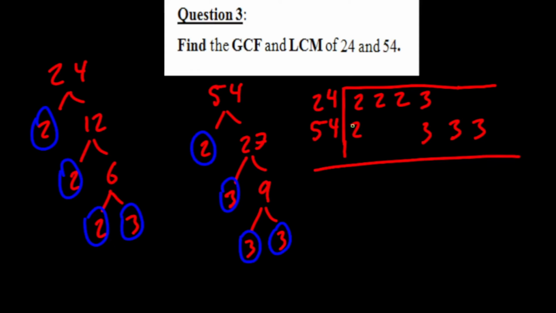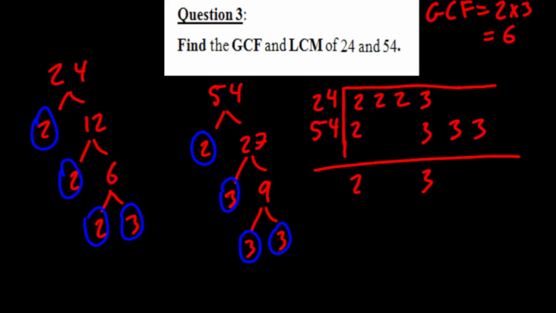Now, for the greatest common factor, we take down all the numbers that we have 2 of. So there's 2 2s, so we take 1 2 down, and there's 2 3s, so we take 1 3 down. And we multiply. So for the greatest common factor, we multiply 2 times 3, giving us 6.